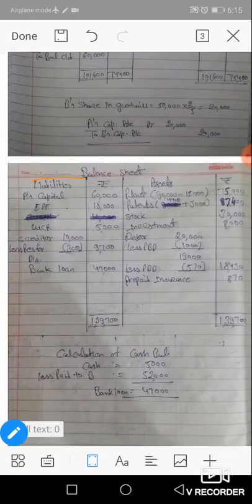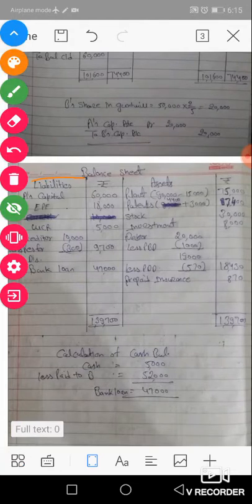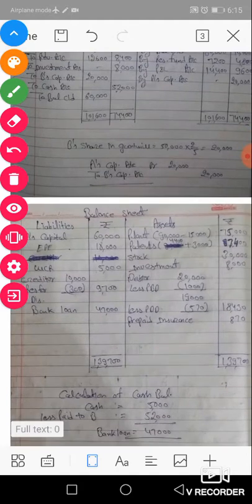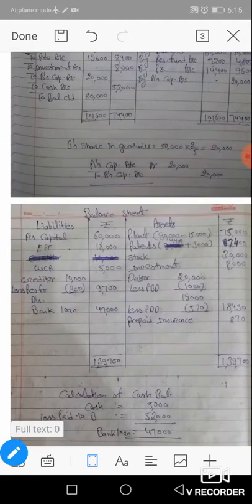First of all, the liability side. A's capital is the balance credited of A, 60,000 rupees. EPF is taken from your old balance sheet. There is no change in EPF amount, 18,000 rupees.